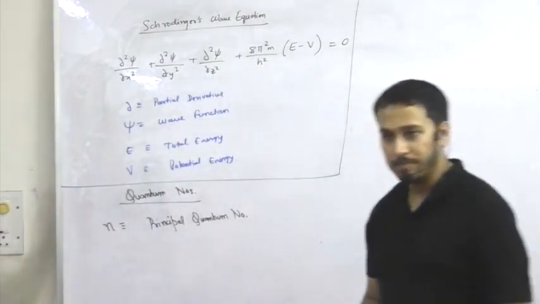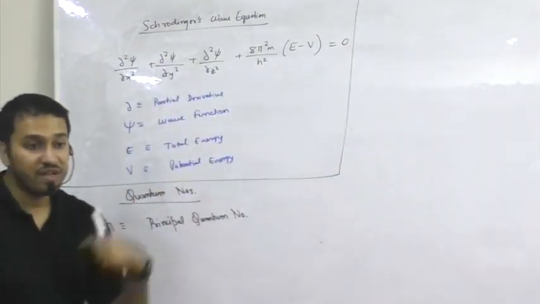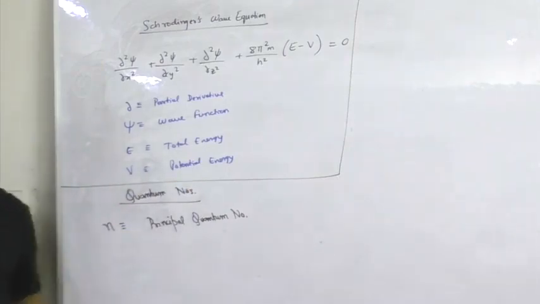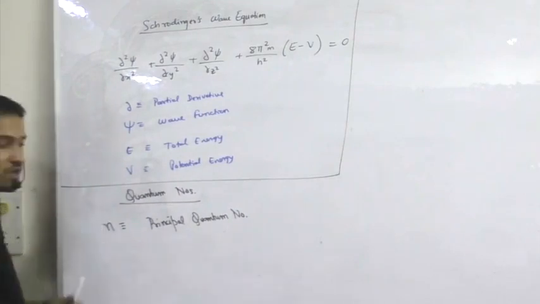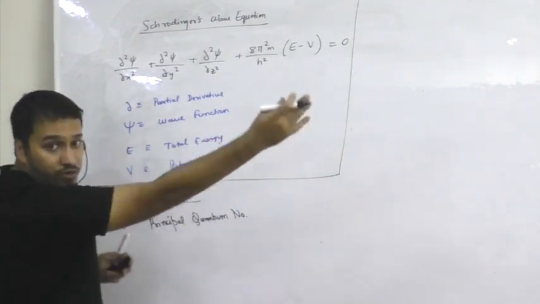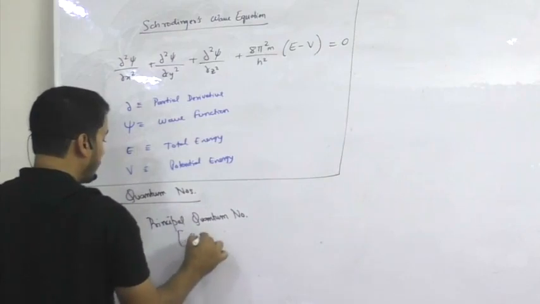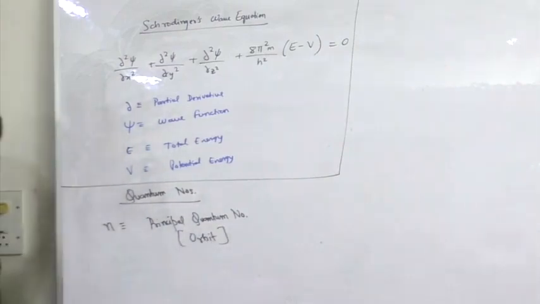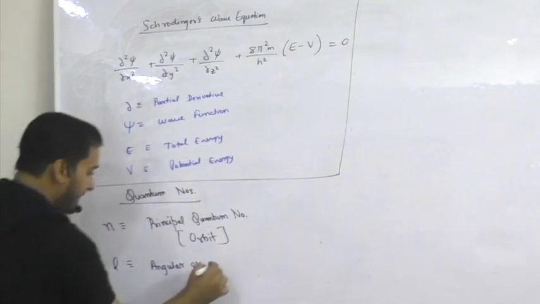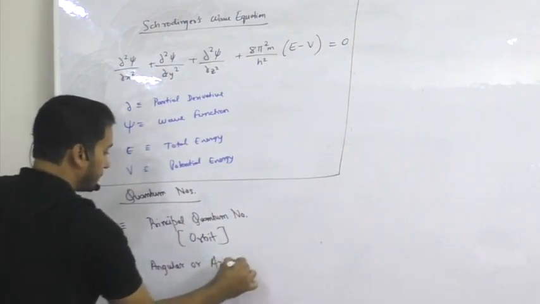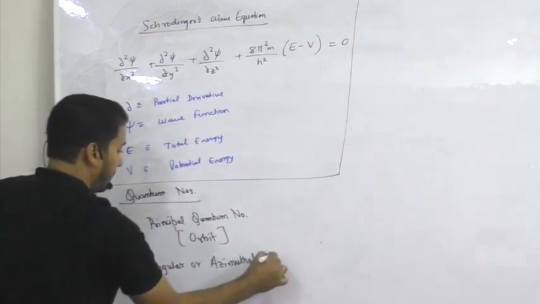And what does it denote? The principal quantum number represents the orbit in which the electron is, right? So if the principal quantum number is 1, then it means that the electron is in the first orbit. So it has values like 1, 2, 3, 4, etc. And this represents the orbit of the electron. Then we get another quantum number which is l, small l. This is known as the angular or azimuthal quantum number.